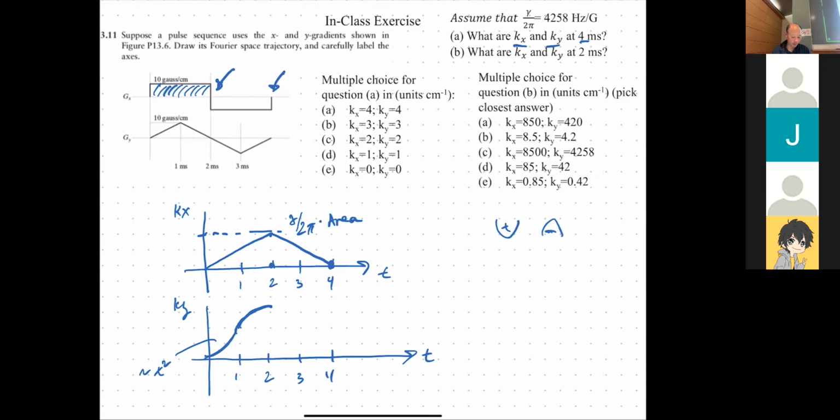And then what happens from 2 to 3 milliseconds? You're starting to lose area, because now the gradient is negative. So you better start going down. And how are you going to go down? Is the curvature going to be positive or negative?